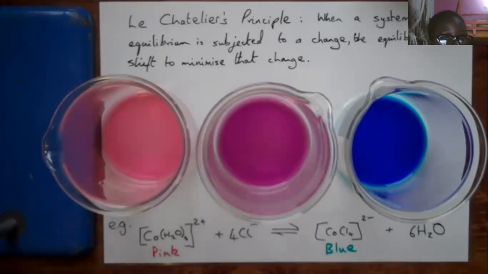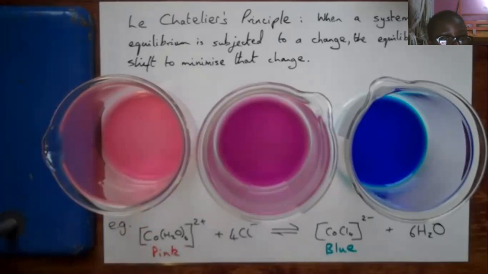Now, on my left, I've got a chemical called cobalt chloride, but it's dissolved in water. And cobalt chloride in water produces a pink solution due to a cobalt ion, which has 6 water molecules bonded to it. You don't need to know that formula at GCSE. At A2 you do, but that's another story.